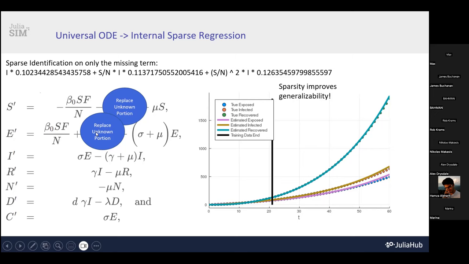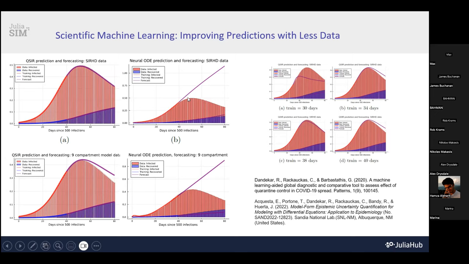And so for conservation of individuals, if you start with a normalized value where S plus E plus I plus R plus D sums to one, then that summation is actually preserved. Whereas that's not true with a pure neural network or a pure neural ODE.